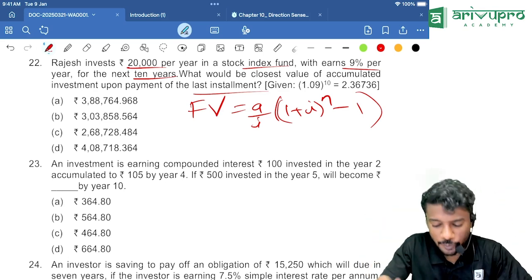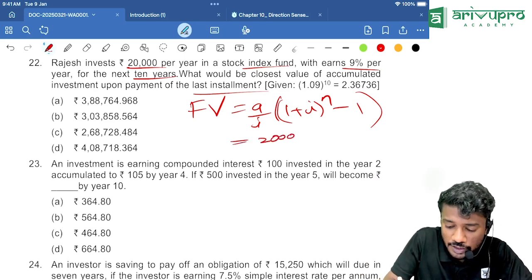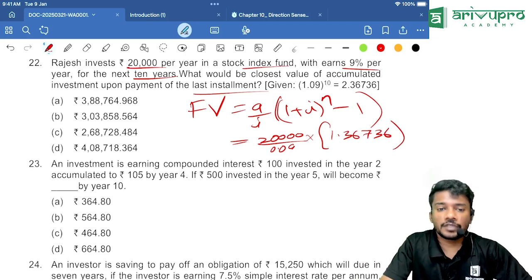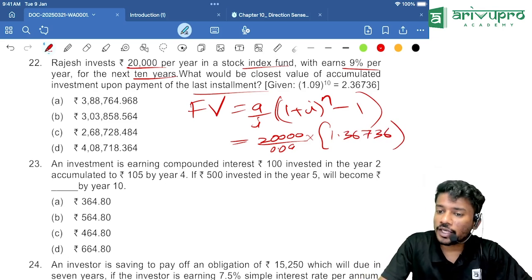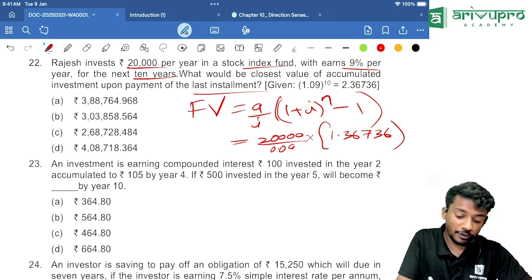How did you get it? A is how much? 20,000. 20,000 divided by 0.09 into 1.09 raised to 10, which is 2.36736. Minus 1 from that. How much did you get? Option B. Everyone got B?